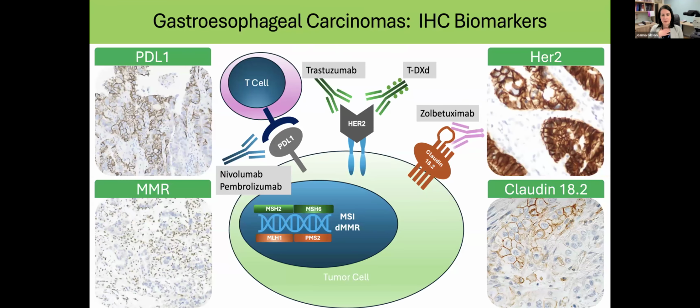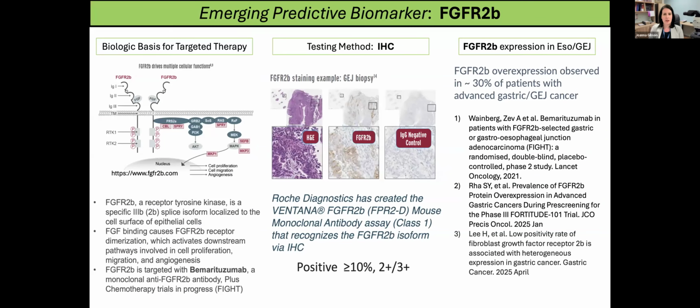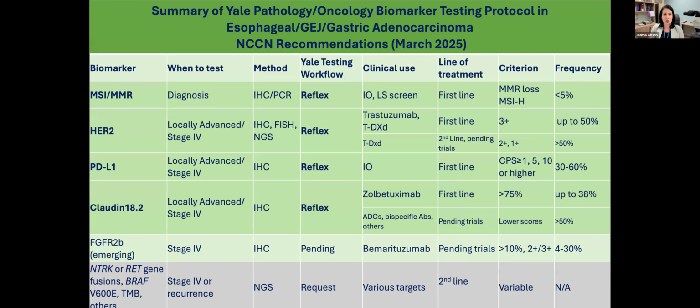Okay, so that's basically the end of my talk. I've described all 4 of these biomarkers and what they're targeting and how we assess them. And this is already out of date because we do have an emerging predictive biomarker, FGFR2b, that's coming up. And we are getting ready to have that IHC testing method brought on board for us. So this is just stay tuned about this in the future.